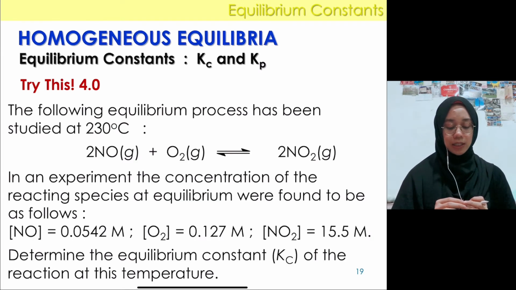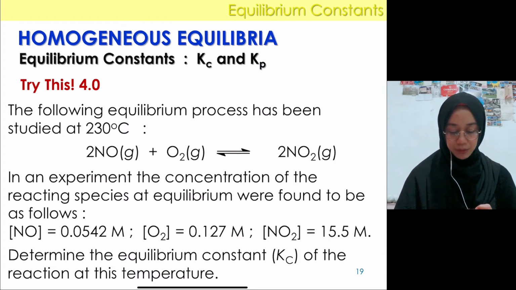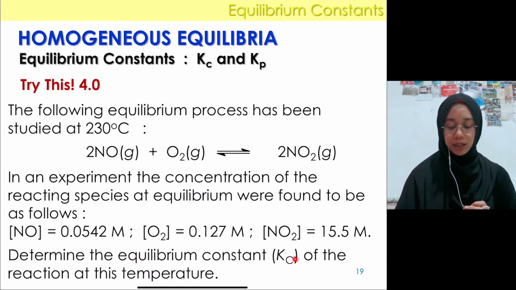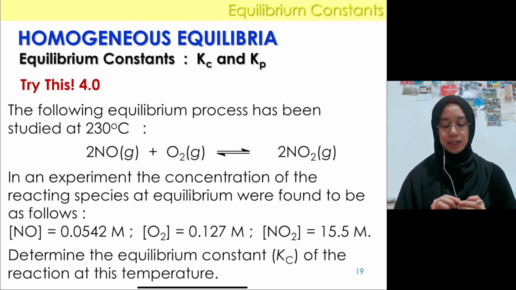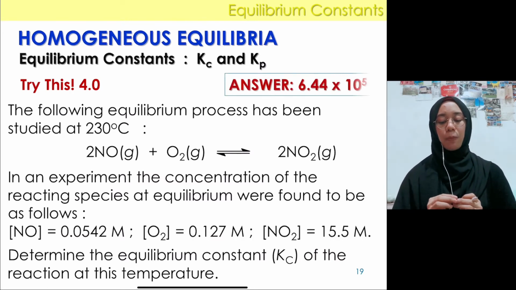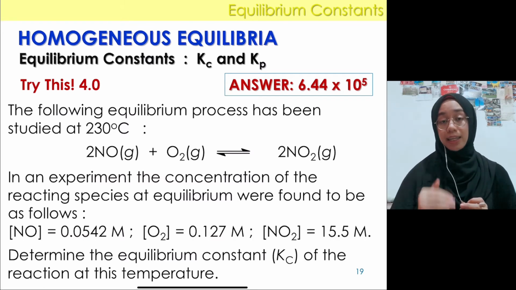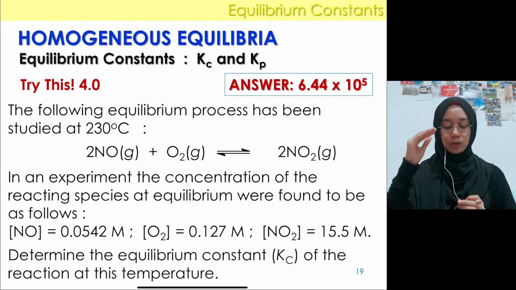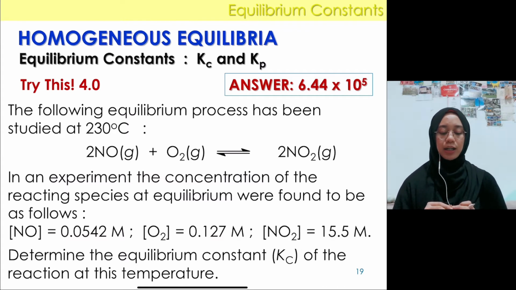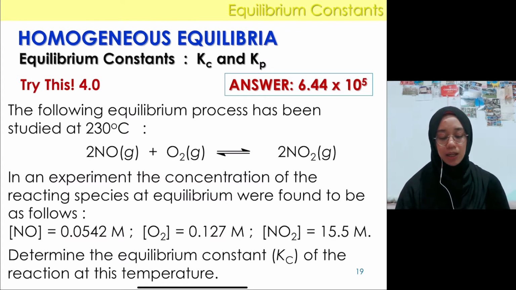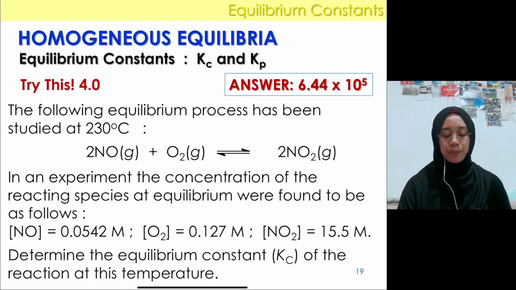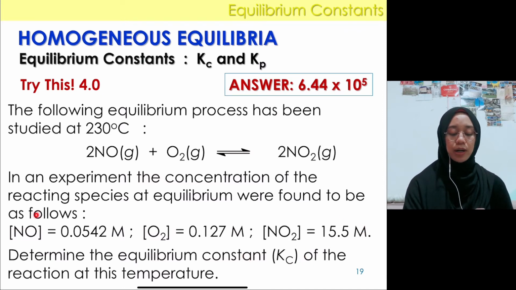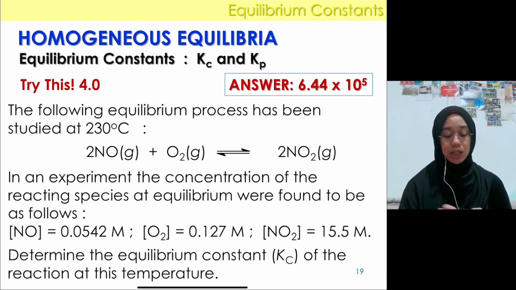Okay, so dekat sini you are asked to determine the equilibrium constant Kc of the reaction at this temperature. Okay, so sebenarnya dah diberi jawapan, so you just have to tunjukkan jalan kira. Okay, so ikut step by step. So before kamu nak cari value Kc ni, bermaksud kamu kena tulis dahulu the expression of the Kc. Okay, expresskan dahulu Kc tu macam mana, and then barulah kamu masukkan all the values here.